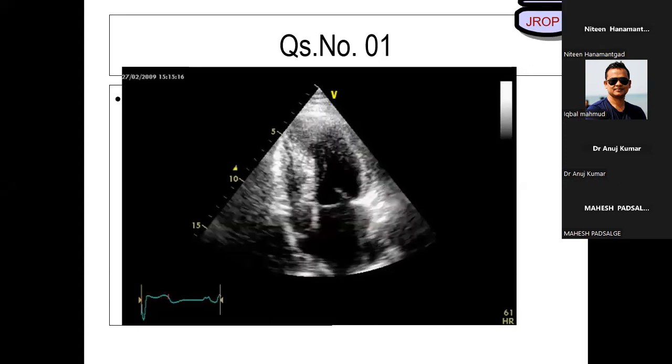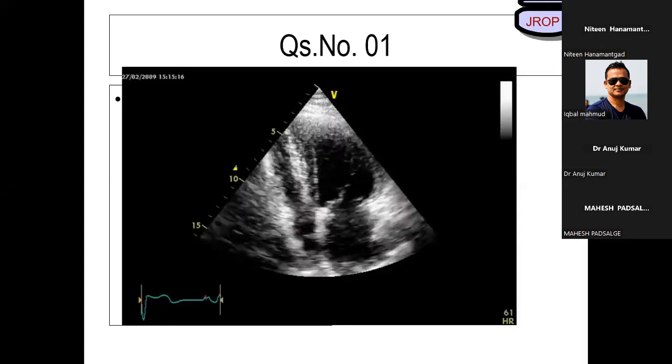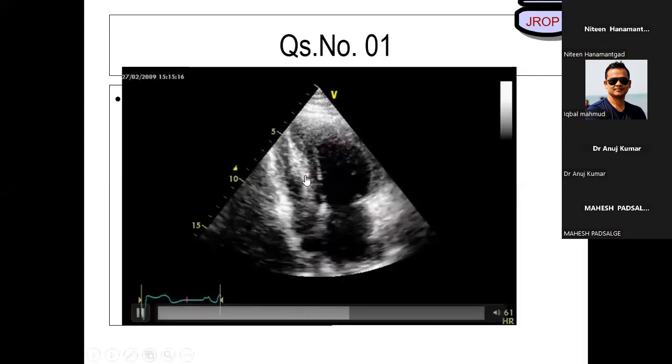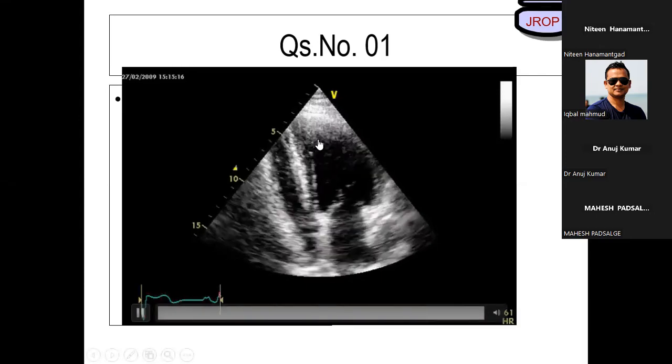Dr. Nathan, you want to try? The apical portion is thickened. Sir, it is the obliteration of the apex. Apical hypertrophy. Apical hypertrophy, sir. Correct.